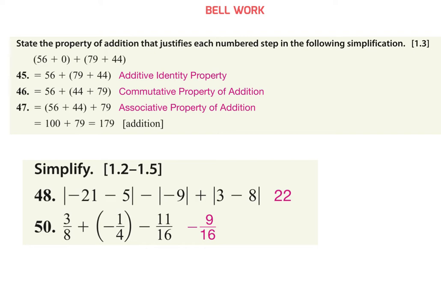So from each step down is what you were doing. You were looking at the line above it to see what changed and what property tells me I can change it that way. All right, 48 and 50. Questions on those?